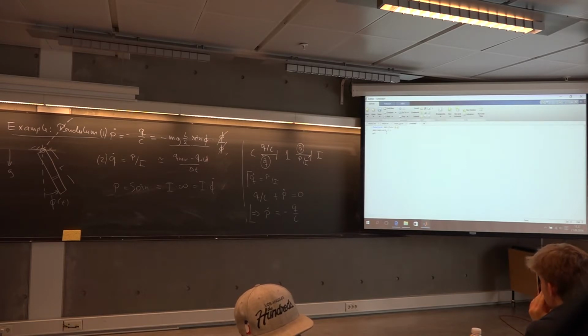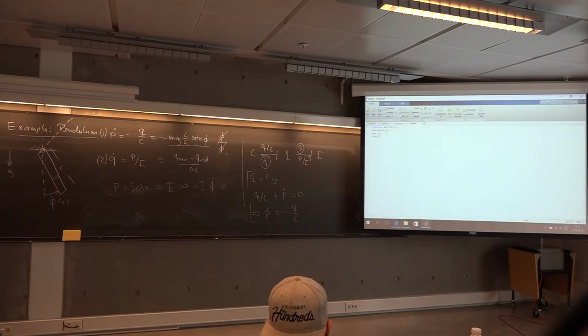Well, the P, that was the first one, so it will be handed to us by the first value of this y variable. Q, that's the second one. Like that. So now we can write our equations straight down. P dot, that was the first one we are going to return, DDT(1), equals minus mass times G times L times sine of Q divided by 2. The second equation, that is simply P divided by I.